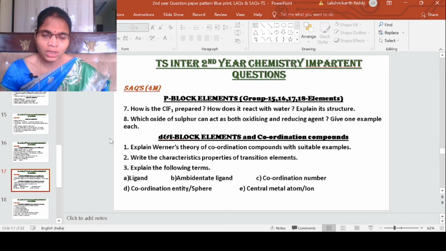Give example. Okay. So D and F block, coordination compounds. First important question: Werner's theory. Next, characteristics of transition elements. Next, terms: ligand, ambidentate ligand, coordination number, coordination entity, and central metal atom.